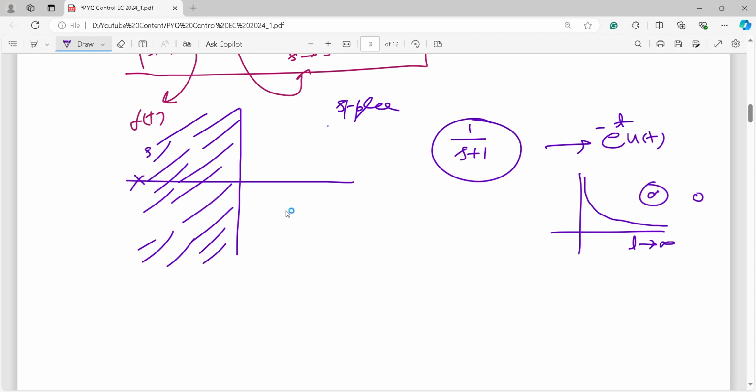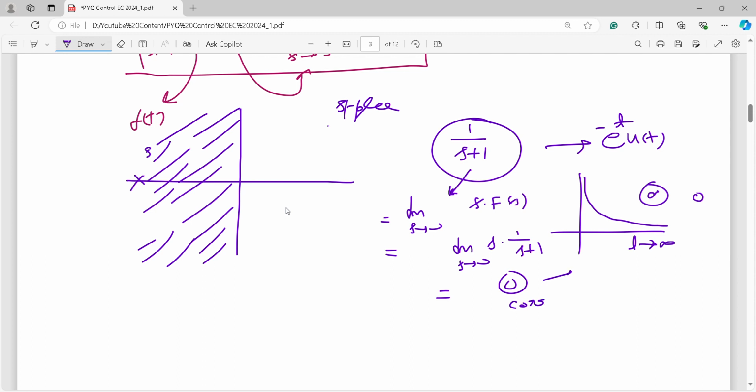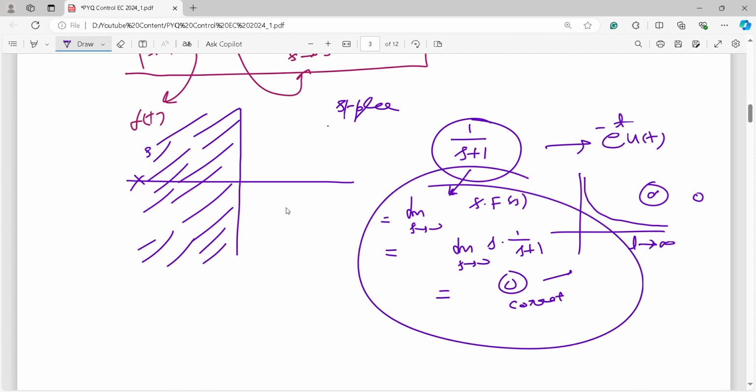Let us apply the final value theorem here in the s domain. So s tends to 0, s into F(s), s times 1/(s+1), so it also goes to 0. So this also gives the correct answer. Okay, so when the system is stable, the final value theorem also gives the correct answer.